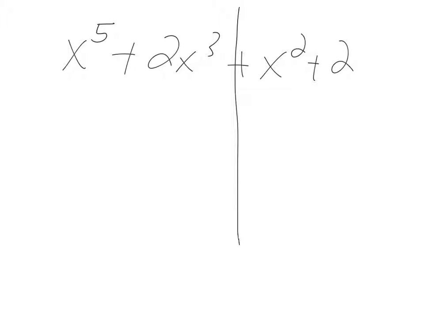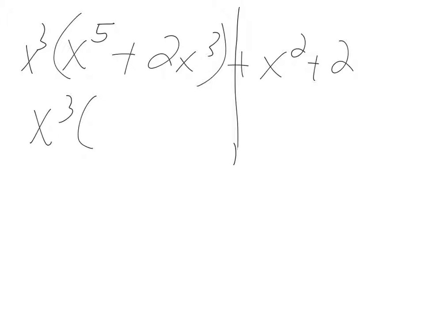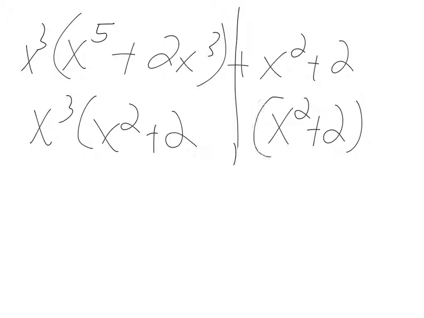And now let's split the screen in half here. Or maybe this line's a little too long. There we go. And get started. So obviously we can take out x cubed from here and get x cubed times x squared plus 2. And obviously we can't take out anything from x squared plus 2, so we'll just bring it down here, x squared plus 2. And looky there.